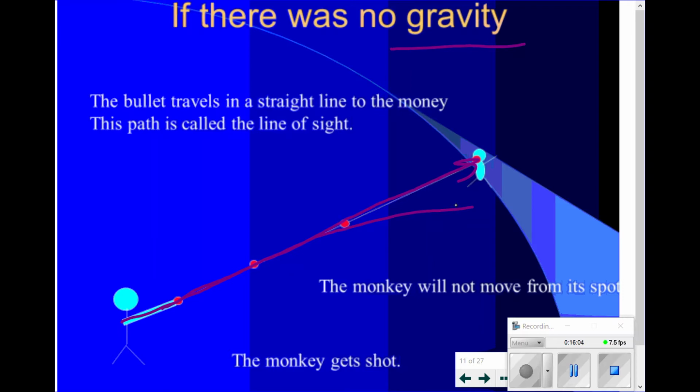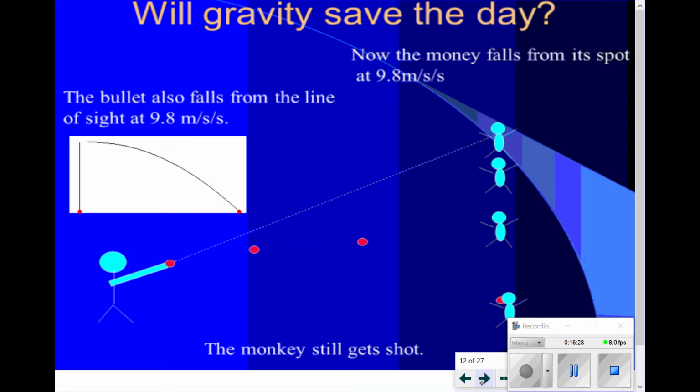If the monkey let go and there was no gravity in the situation, the monkey's going to get hit because the monkey's not going to fall when he lets go, because he is at rest and will remain at rest because there's no external force acting on the monkey, because there is no force of gravity here. However, when there is gravity, as there always is, the monkey gets hit.